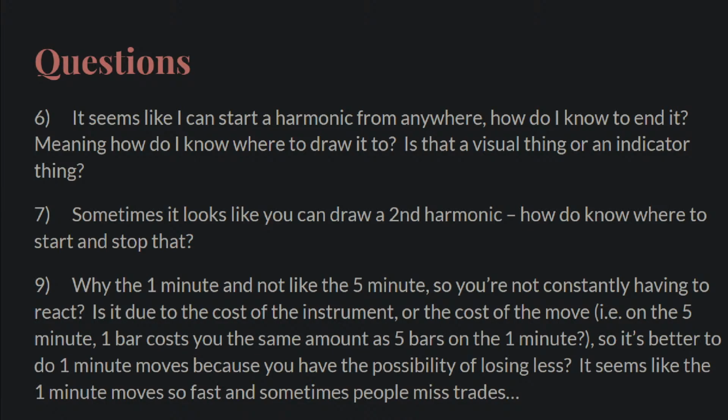So harmonic patterns are interesting, and I'm going to briefly go into it. They're called harmonic patterns because they work in harmony with Fibonacci's. And you know how it's like, should I learn Fibonacci? Should I learn harmonics? Well, the first thing is you're going to have to learn Fibonacci's in order to be able to learn harmonics, because they work in harmony together.